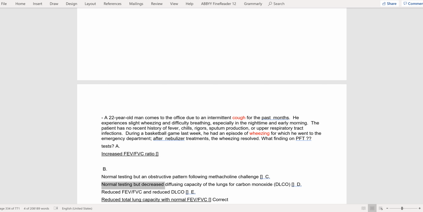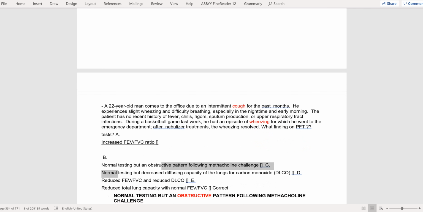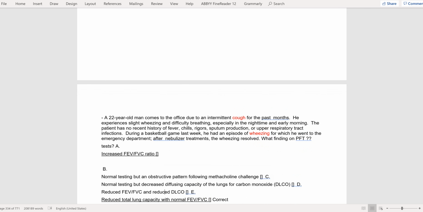Normal testing but decreased diffusion capacity of the lung for carbon monoxide, DLCO. This one you find in pulmonary arterial hypertension. This is an important one, because in pulmonary hypertension there's intimal hyperplasia, so there will be decreased capillary perfusion to the alveoli, so the diffusion capacity will decrease, so that's why the DLCO will decrease. But normal testing on pulmonary function test, which is very interesting.